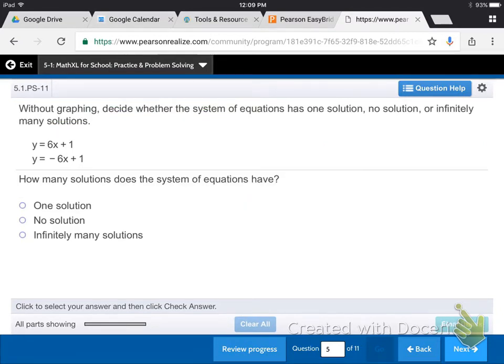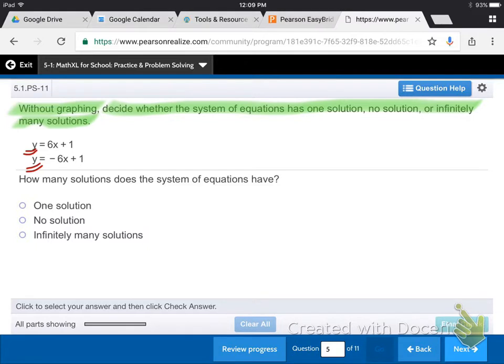Okay, this should be getting easier and easier. And again, this question is the same. Without graphing, decide whether the system of equations has one, no, or infinitely many solutions. So we have to solve each equation for y, and this time we're in luck because this one is solved for y, and this one is solved for y. So all we have to do is compare the slopes and the y-intercepts.